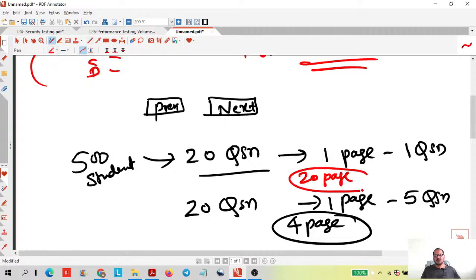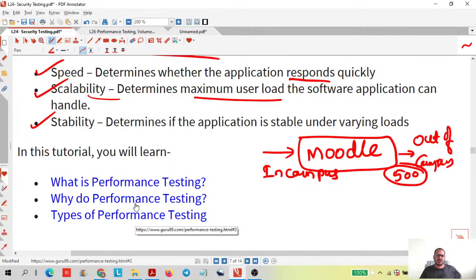So this improved the performance of displaying the questions, and there was no hanging of that particular site. This is just one example of performance, how we can improve scalability, and how the users can log in at a time.